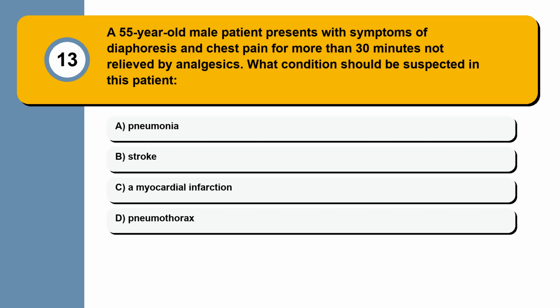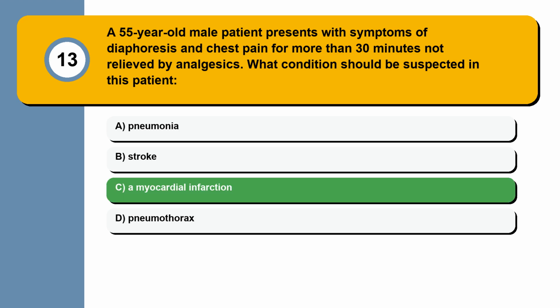Question 13. A 55-year-old male patient presents with symptoms of diaphoresis and chest pain for more than 30 minutes, not relieved by analgesics. What condition should be suspected in this patient? Here are your options. Option A, pneumonia. Option B, stroke. Option C, a myocardial infarction. Option D, pneumothorax. The correct answer is option C.